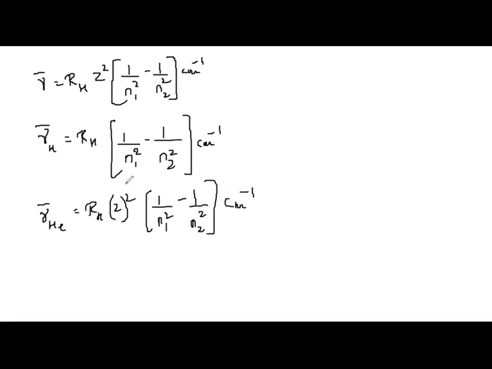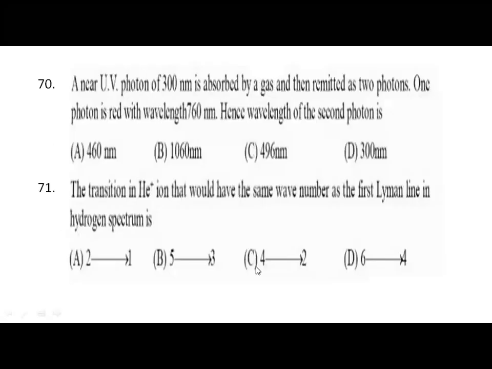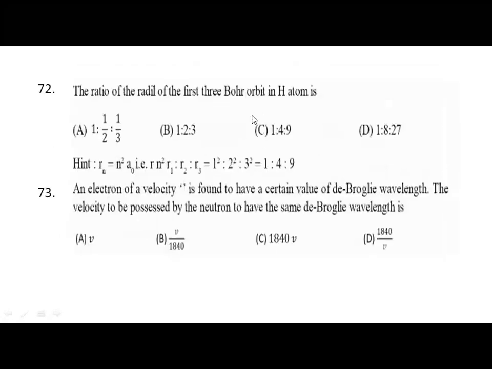So it is how many times? 4 times. So which option gets 4 times? So it is the 4 to 2 transition. This will have the same wave number as the first Lyman line in the hydrogen spectrum. It will have the same wave number.